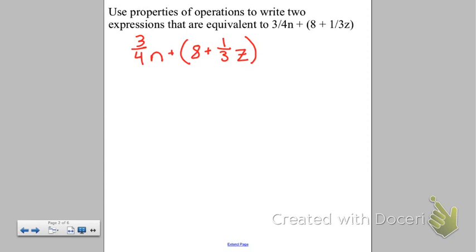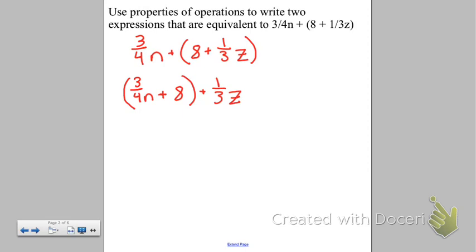The first equivalent expression I can write is from using the associative property. Since all three terms are being added, I can move my parentheses and put my parentheses around the 3 over 4n plus 8, and then the plus 1 over 3z would be outside of the parentheses.